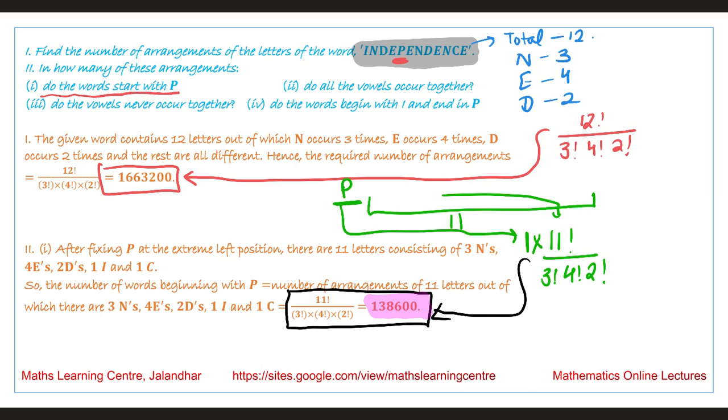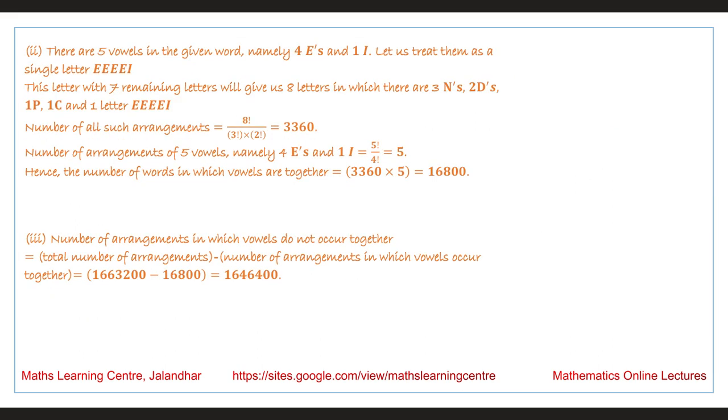Next is, do all the vowels occur together? Next case we are talking about when all the vowels occur together. So if we look at this word over here, it has 5 vowels, namely the E, which we have 4 times, and 1 I, and we are saying that these should occur together. So we treat them as a single letter.